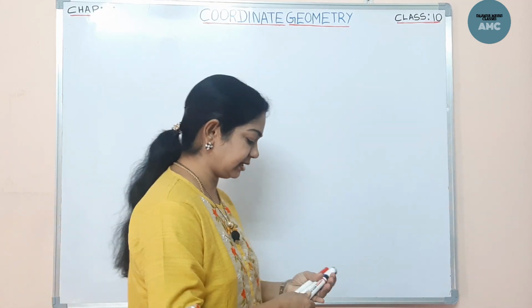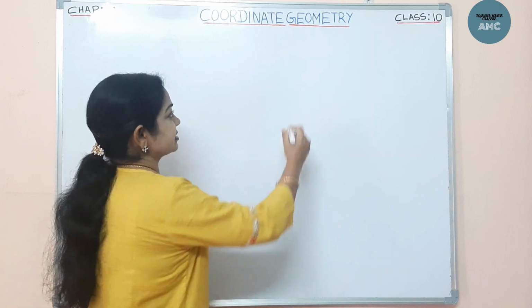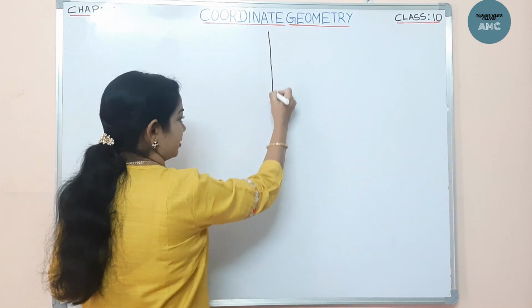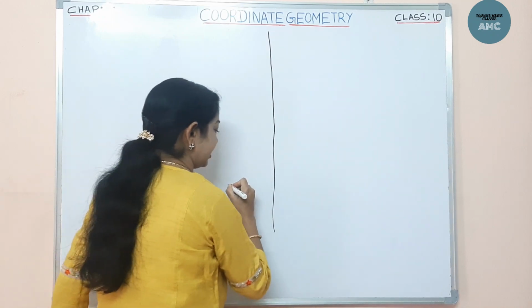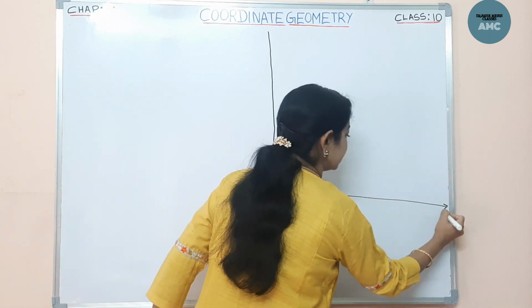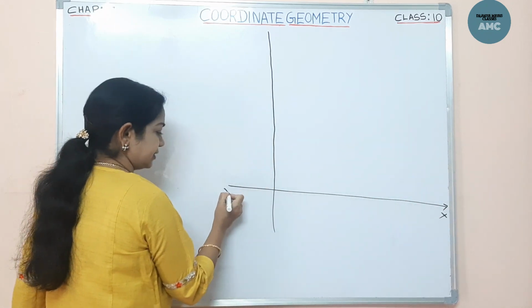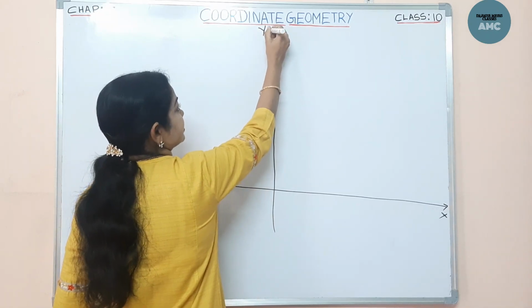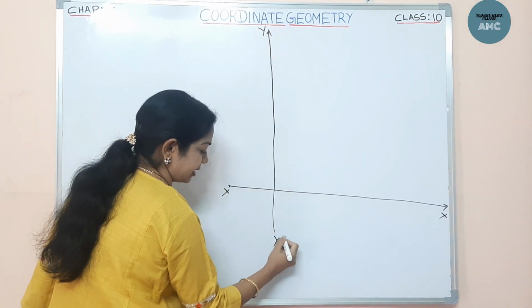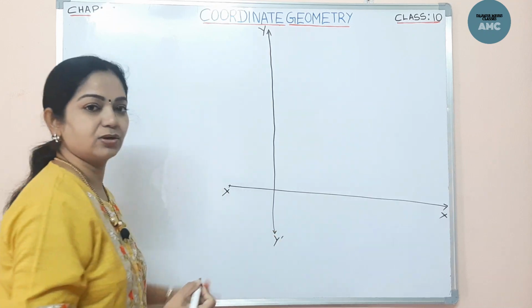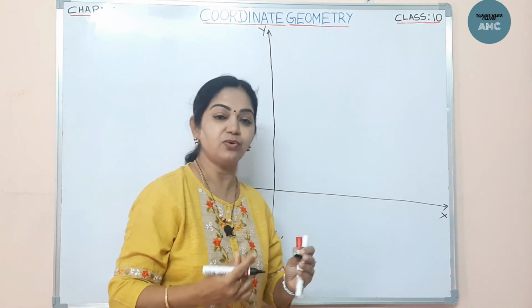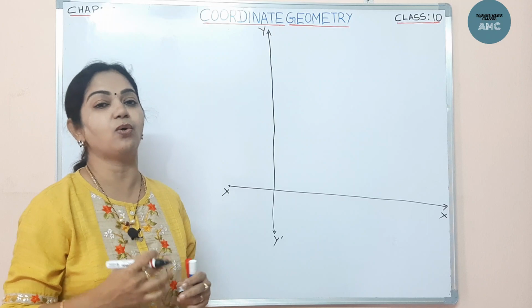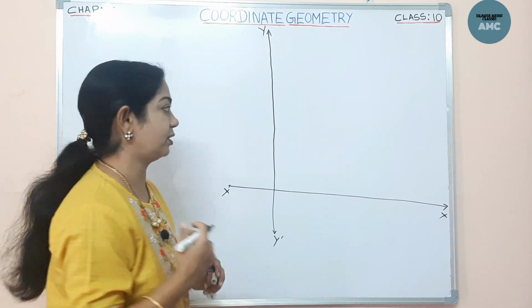Now let me take the coordinate axes, the y-axis and the x-axis. The negative x-axis, let us take it as x dash, and the negative y-axis as y dash. This is the coordinate plane. So we are going to derive the area of a triangle in the coordinate plane.